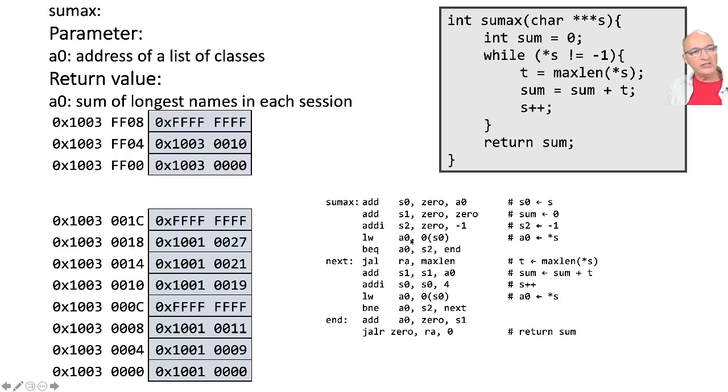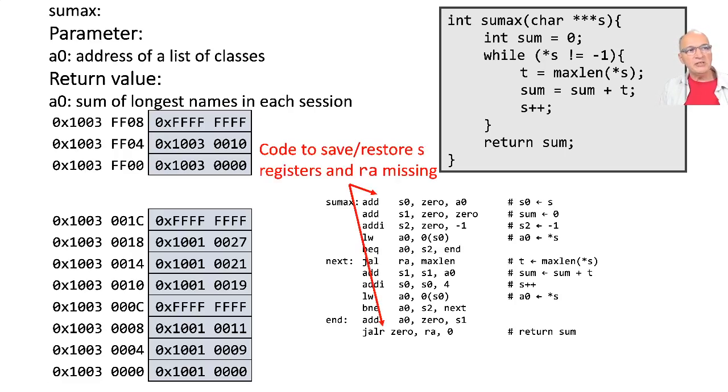Of course, this code as is would be incorrect because it does not follow the register calling convention for RISC-V. I am missing saving and restoring the S registers and the return address that I need to do at the beginning of the function and right before return. I'll leave that as an exercise for you to write that code.